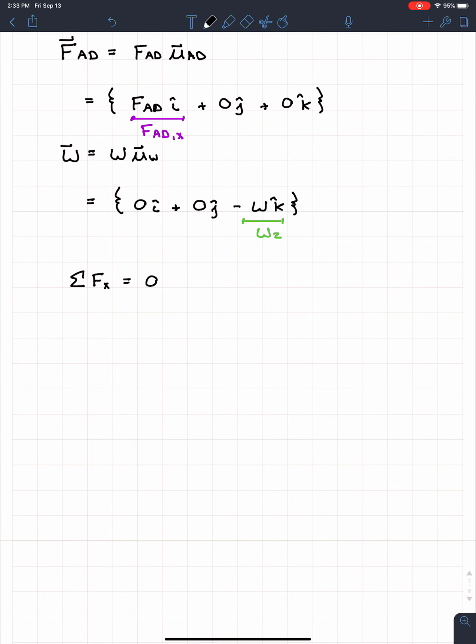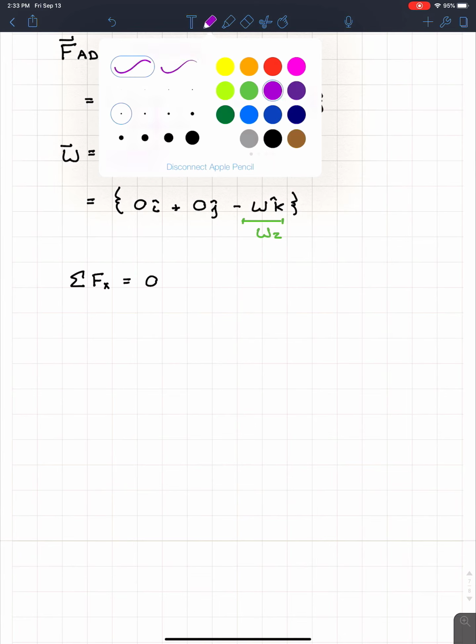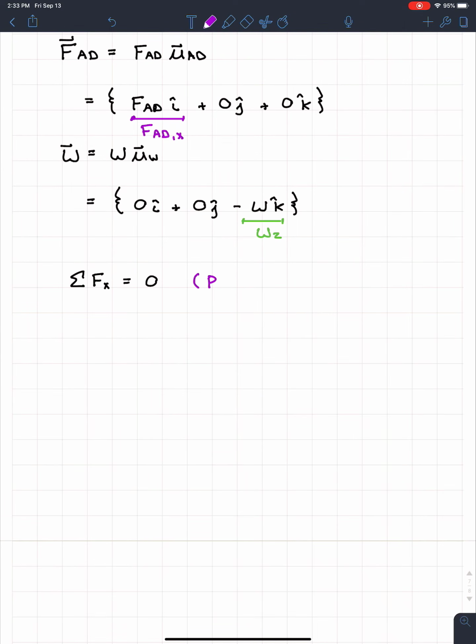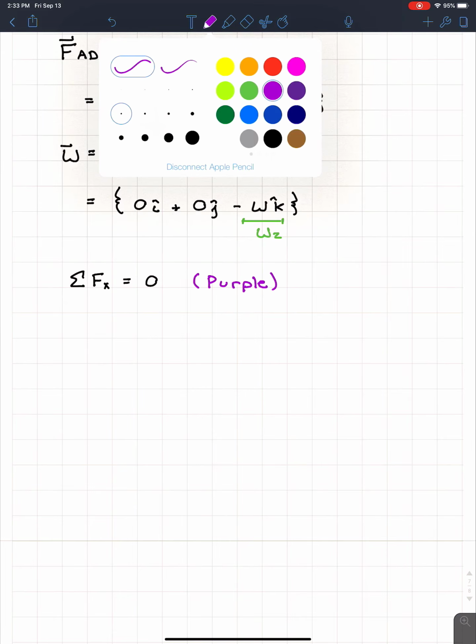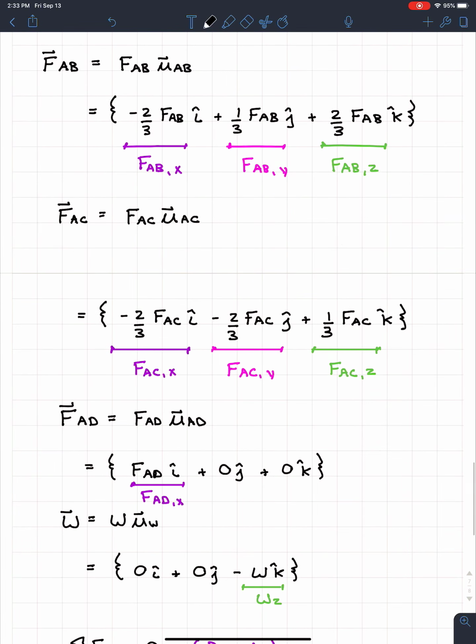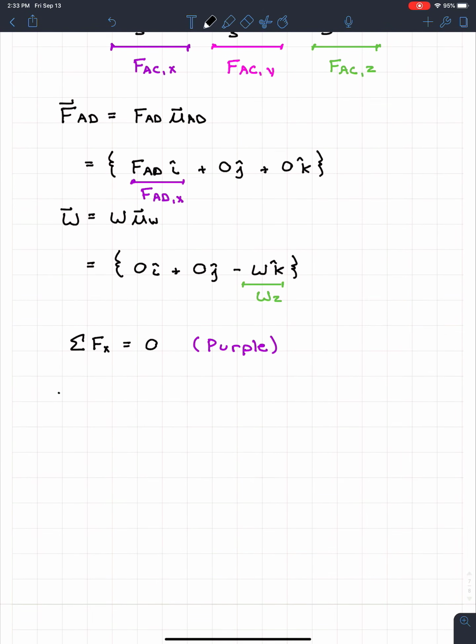So I'll put in purple brackets here. That's all the purple components. So in case you guys are wondering, those are all the purple components. So if I go up to the top here, I got one for FABx, so we're going to have negative 2 over 3 FAB.